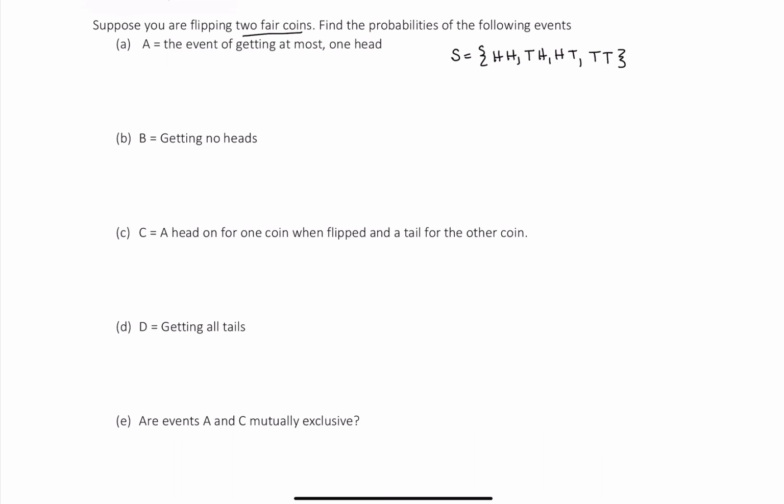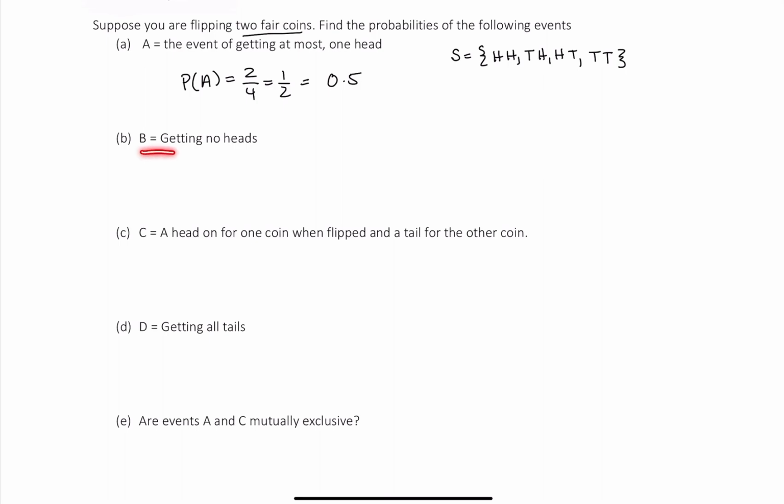So now let's look at A. A is the event of getting at most one head. That occurs twice, at most one head. So the probability of A is 2 out of 4. This reduces to 1/2, and as a decimal is 0.5.